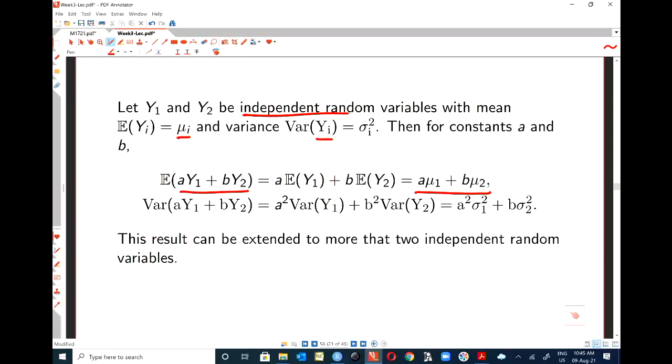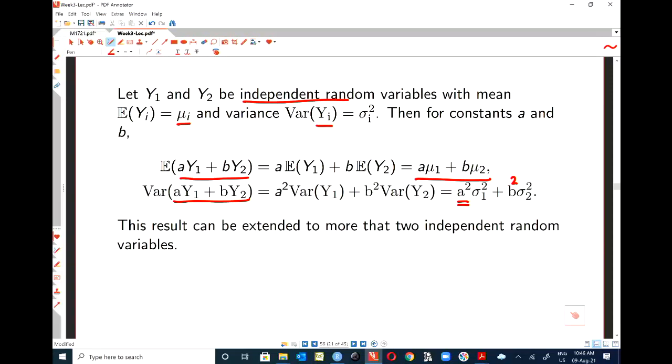If I'm looking at the variance of the sum, because variance deals with square quantities, I'm going to get the squares over here. So a squared and b squared, I've missed the square there. A squared and b squared. And then I've got a squared times sigma 1 squared plus b squared times sigma 2 squared. I get the sum of squares of the quantities multiplied with the variances.